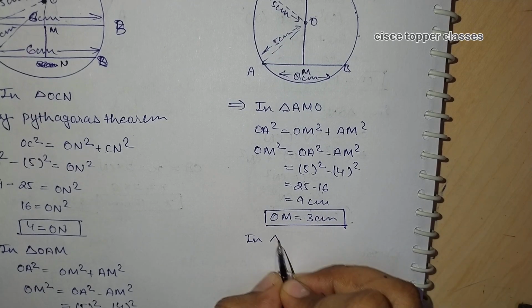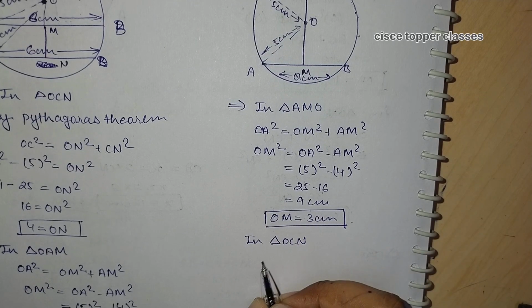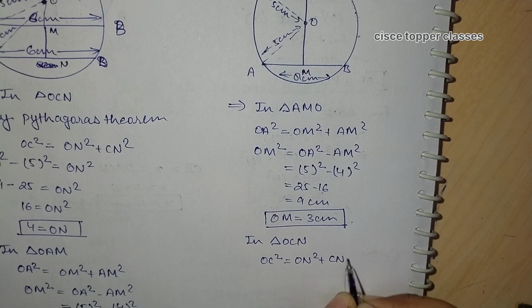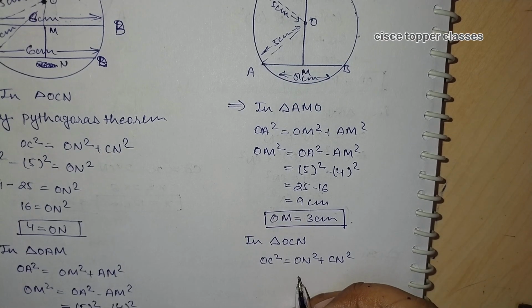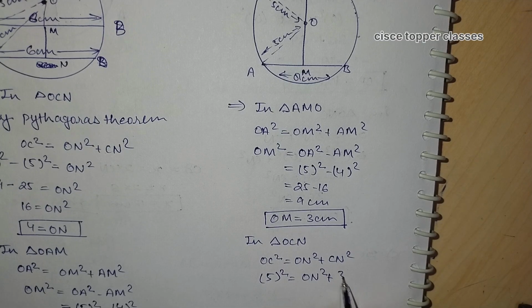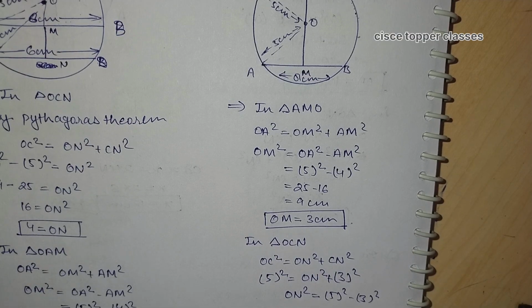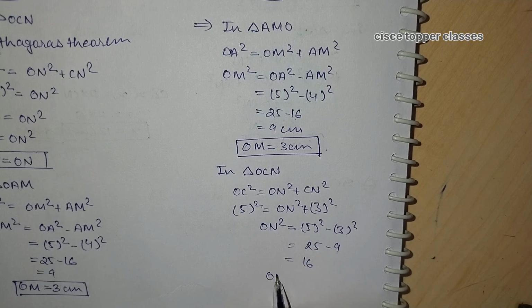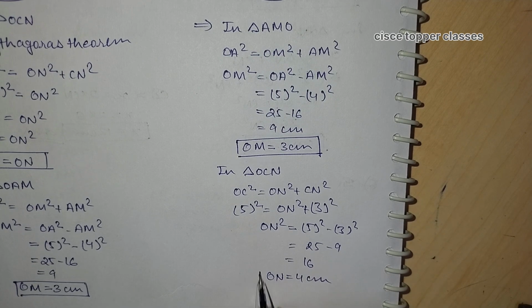Now in triangle OCN, we have OC square is equal to ON square plus CN square. We will put the value here. So OC is 5 centimeter, 5 whole square equal to ON square plus CN, which is half of 6. This will be 3 whole square. From there only we can find ON as 5 whole square minus 3 whole square. This will be 25 minus 9 equal to 16, which means ON is equal to 4 centimeter.